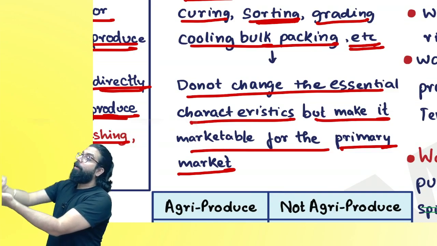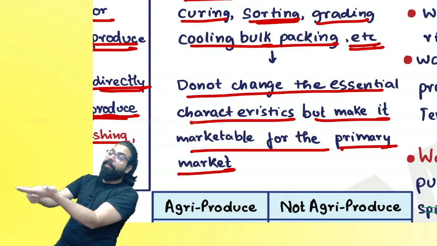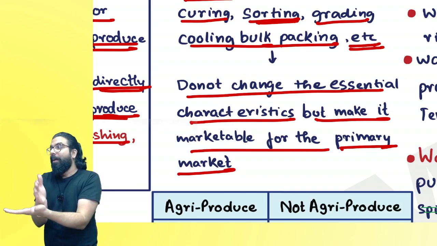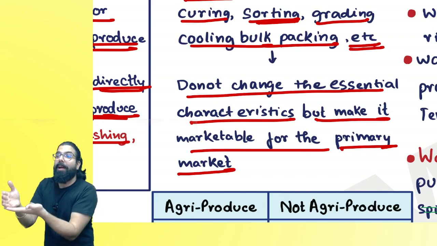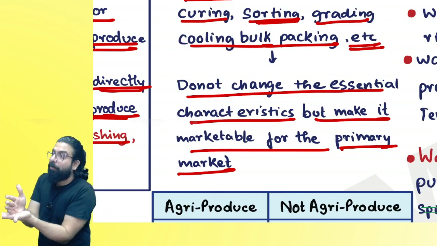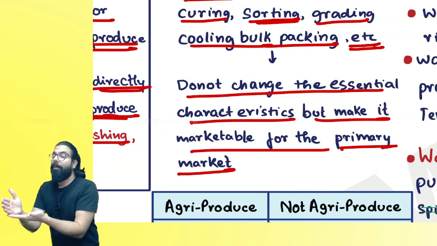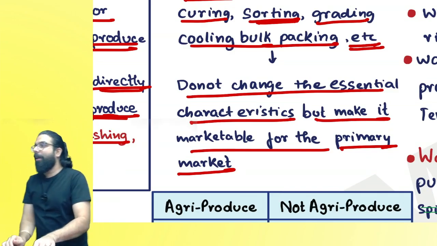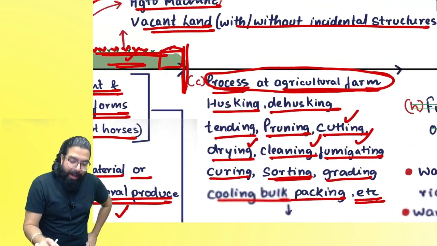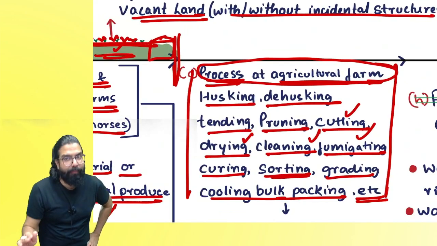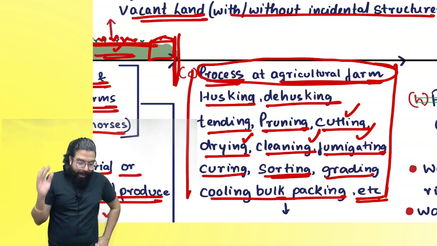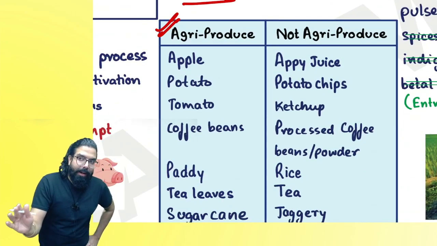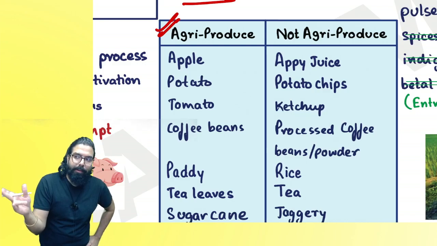Remember, agricultural produce, after the process, remains agricultural produce. Apple, after cleaning, etc., remains apple only. Then that service which was given will be exempted. Apple grading done, apple remains apple only; that service will be exempted. Now, if they gave one service and apple became apple juice, it is taxable. Are we clear, everyone? Remember one thing: if any of these processes are carried out at an agricultural farm and this process results in agricultural produce remaining agricultural produce only, then it shall always be exempted. Agricultural produce remaining agricultural produce, then that service will be exempted.